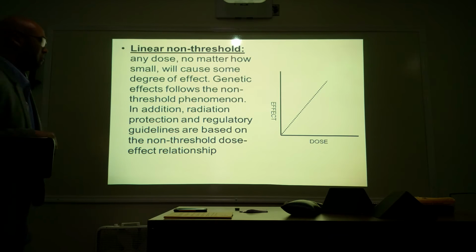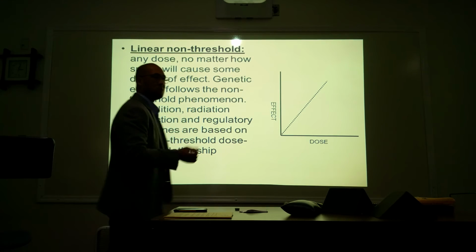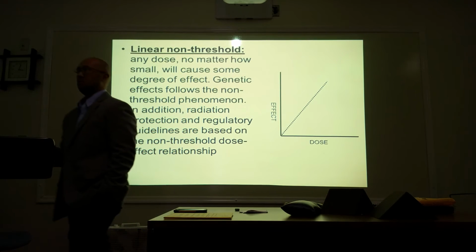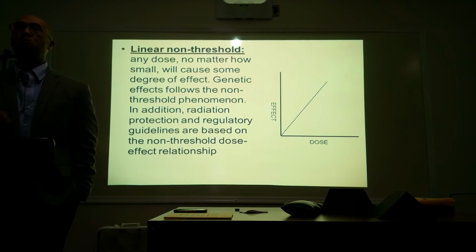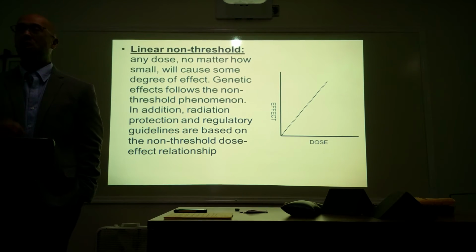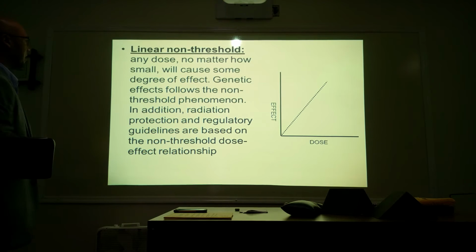Write this down. No matter how small the dose, there will be a biological effect. No matter how small the dose, there will be a biological effect.